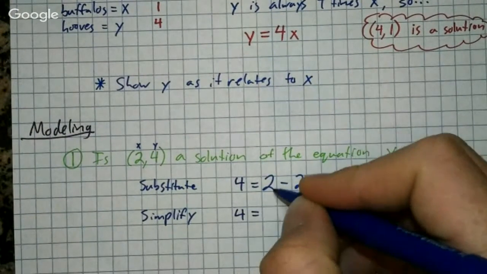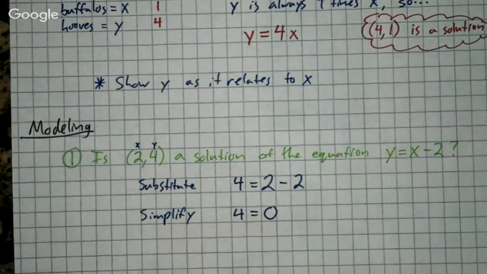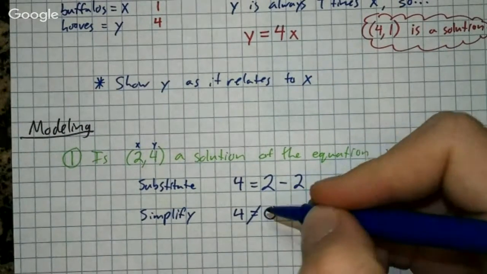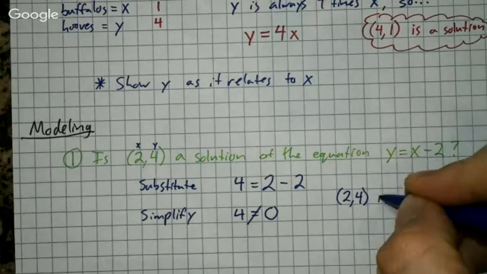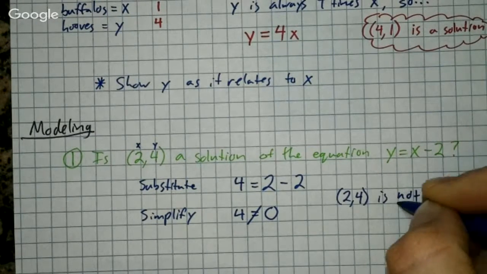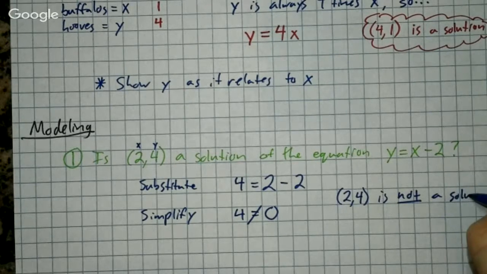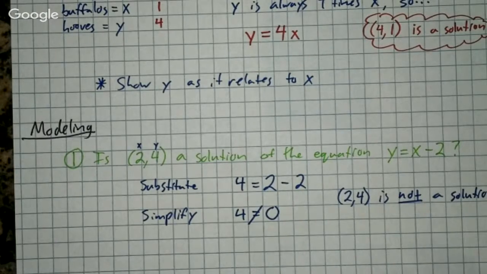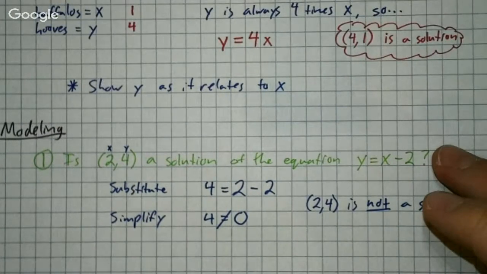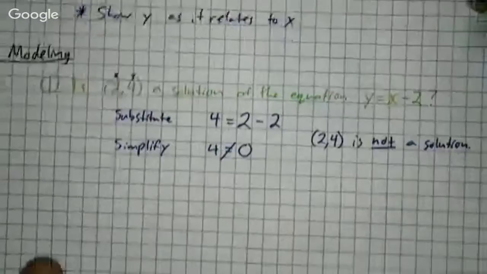4 equals 2 minus 2 is 0. Does 4 equal 0? It does not. So 2, 4 is not a solution. And there's your answer. Okay, let's look at our next one, number 2.